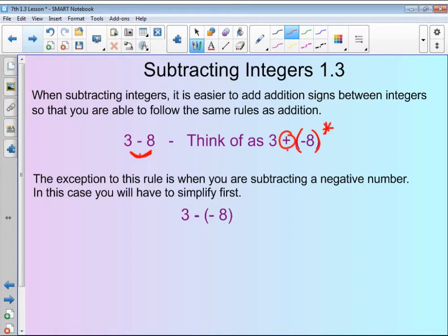Okay? The only exception to this rule of adding a plus sign is when you are subtracting a negative number. In this case, you're going to have to simplify first, and we are going to go through and actually practice that. So here's a situation where we can't just add a plus sign in between them, when we have 3 minus a negative 8. So we'll be practicing a step that you can use to go through and simplify this.